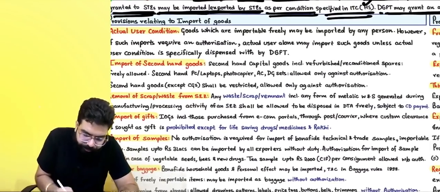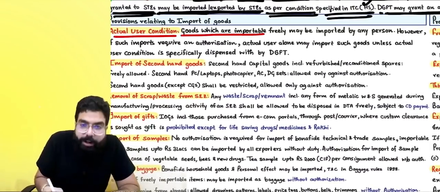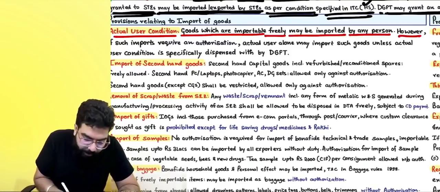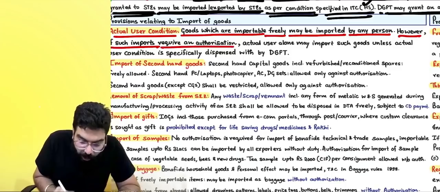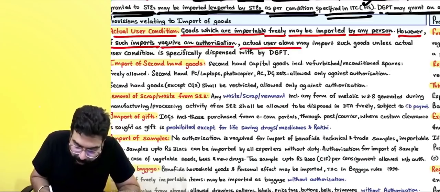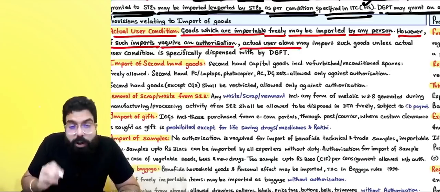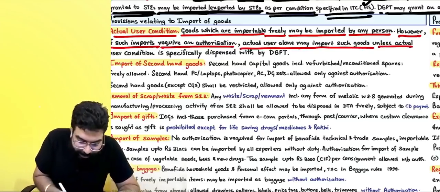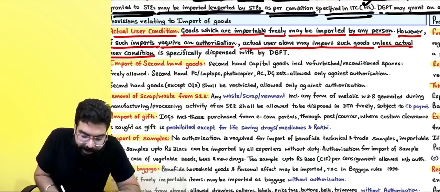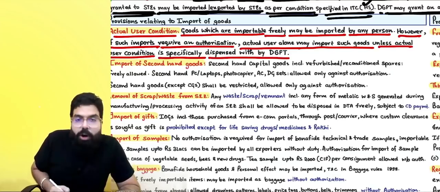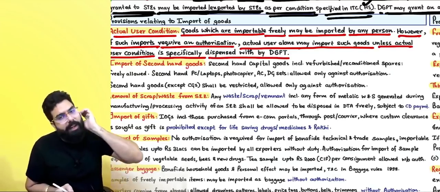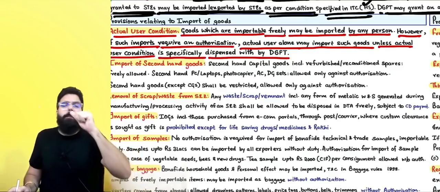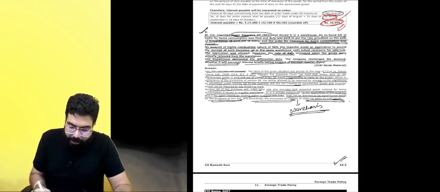See over here. Goods which are imported freely may be imported by any person. However, if it requires an authorization, actual user alone may import such goods unless the actual user condition is specifically dispensed with by the DGFT. They are telling that the actual user alone may import such goods.